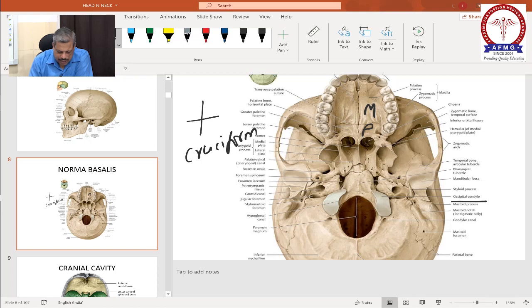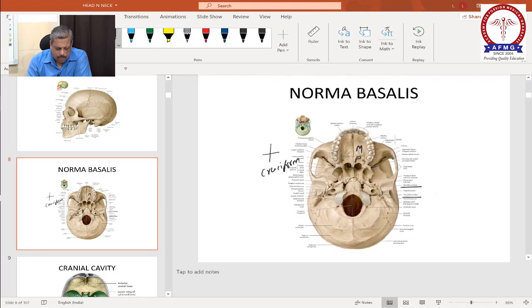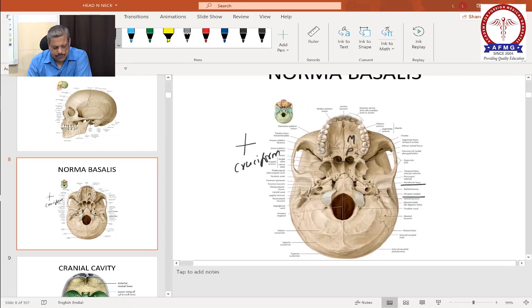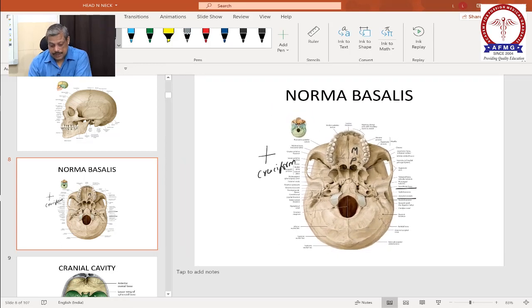This is the zygomatic arch, and this is known as the mandibular fossa. This is an important fossa because here the head of the mandible articulates to form the temporomandibular joint. So this is the norma basalis, the basal or inferior view of the skull.